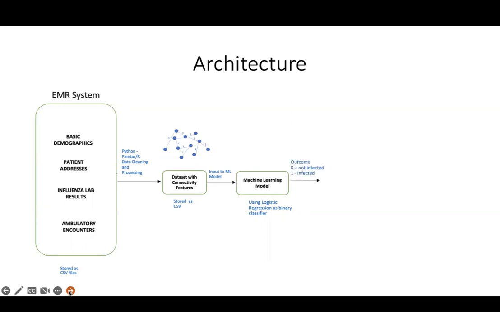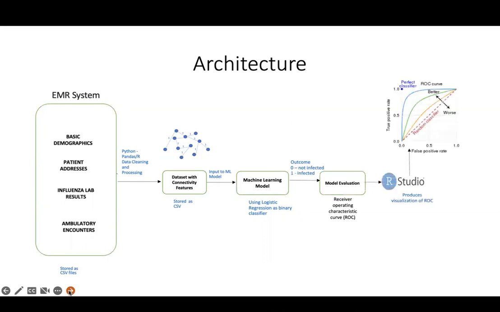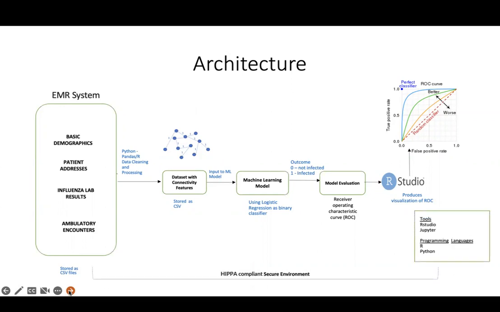We can evaluate the model using the ROC curves, which can explain how good an algorithm is at distinguishing the infected and non-infected patients based on the connectivity features. If the chart right here in the corner is a perfect right angle, then the algorithm is able to distinguish perfectly between infected and non-infected individuals. This research was conducted in a secure environment where there is no access to the internet, to ensure security and compliance with the patient health records.